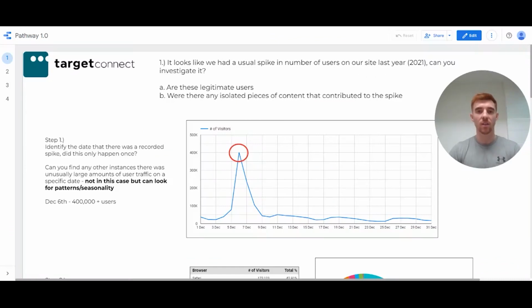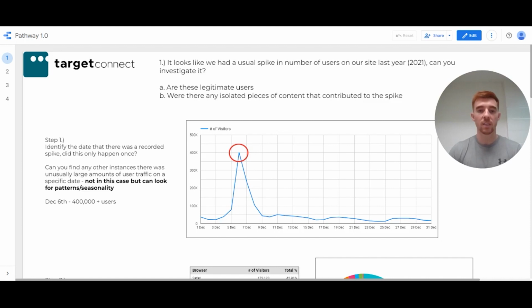Task 1 asks us to look at an unusual spike in the number of users last year. So we've got to investigate it, and step 1, we have to try and work out when that spike happened. If we plot a nice graph of the number of visitors along the year, we can see one spike happened in December.